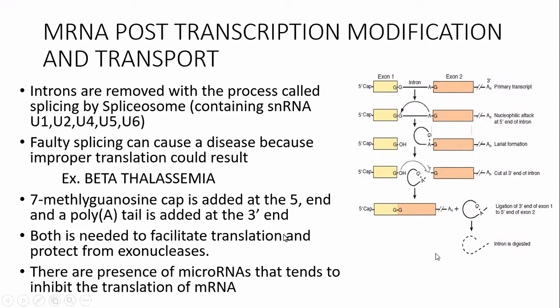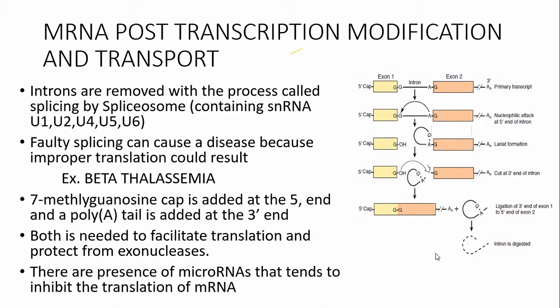Now, another form of your post-transcription modification is adding a 7-methylguanosine cap on the 5' end and a polyadenyl tail on your 3' end. Okay? Importante rin to. Why? Your 7-methylguanosine cap would be the signal, or the identification part, of your messenger RNA for translation. It would be identified by your ribosomal RNAs. While your polyadenyl tail stabilizes your messenger RNA during translation.